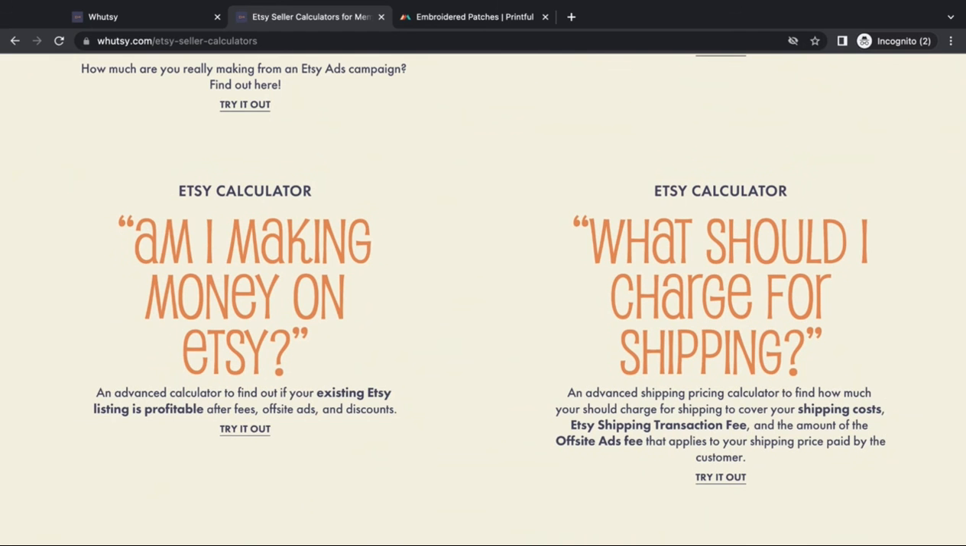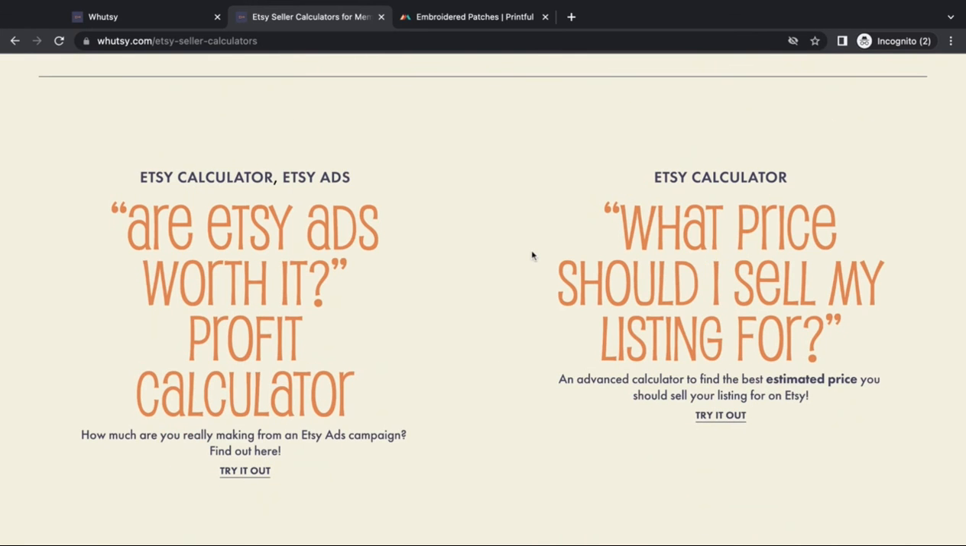And then I have the What Should I Sell My Listing For calculator for any new listings you're using going forward, or if you need to change the price of a listing, rethink it altogether, and start from scratch. What should you be selling that listing for? So that's really great for new shops, and it's also really great for established shops to make sure they're getting the correct prices. All right, thanks so much for watching this video.